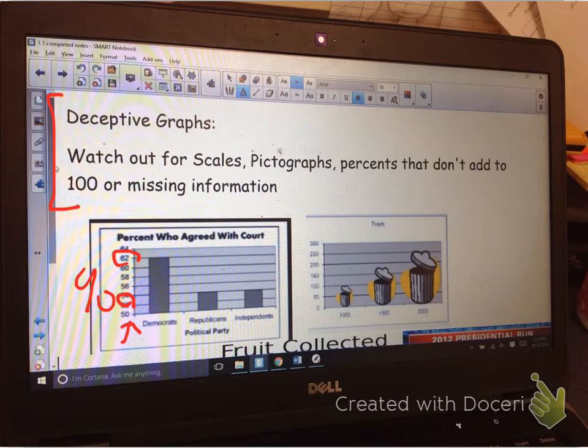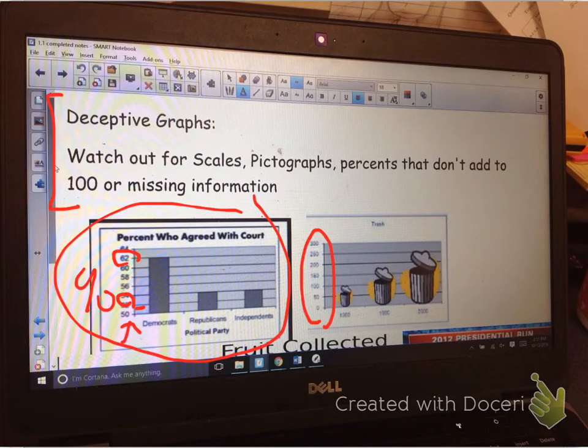If you start at 50, your next tick mark needs to be 100, 150, and so on. Whatever your first tick mark is, that should be the scale that you use. This one's correct over here: 0, 50, 100, 150, 200, and so on. So whoever published this graph was attempting to make it look like Democrats agree way more with the court than Republicans, or at least it looks that way, and you could count how many times more. When in reality, it's only 54 to 62%, which is probably not that significant.